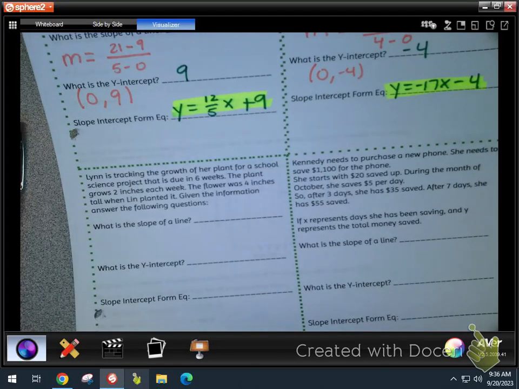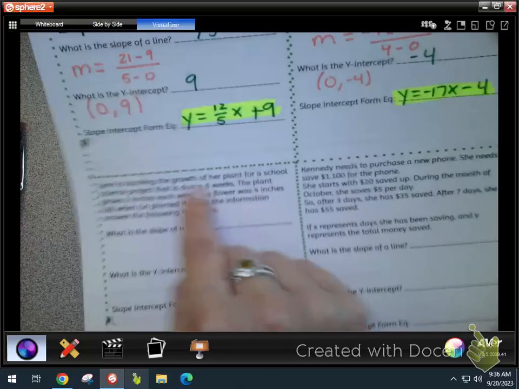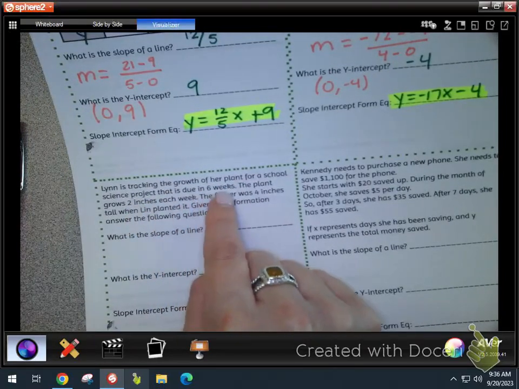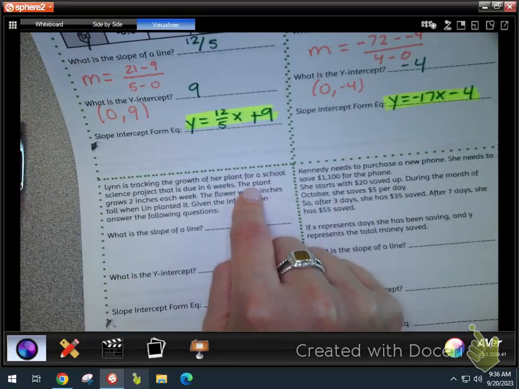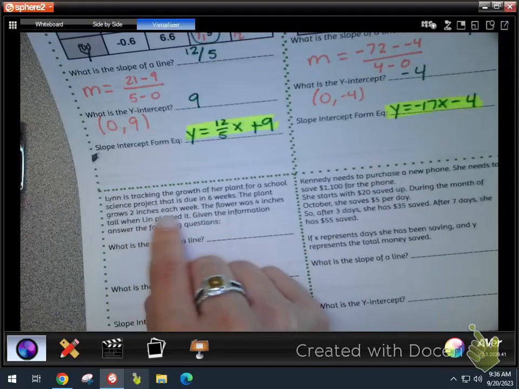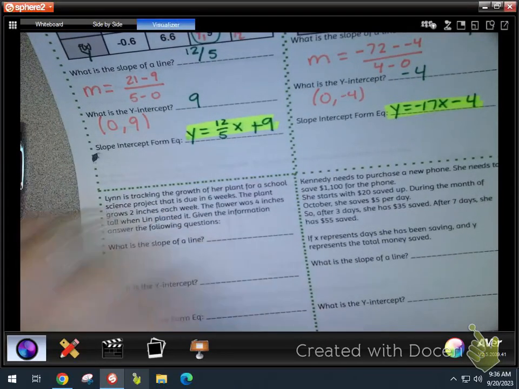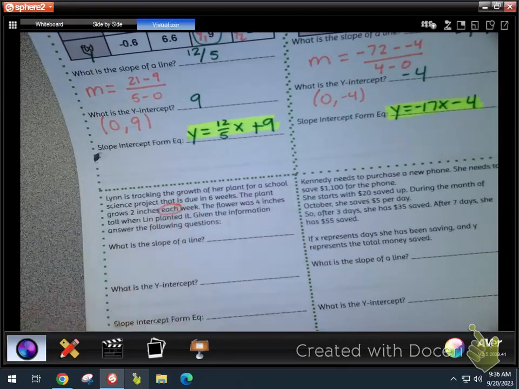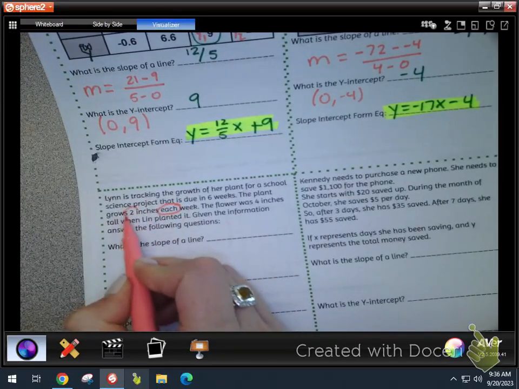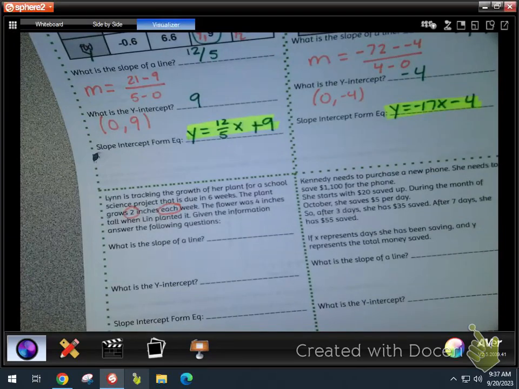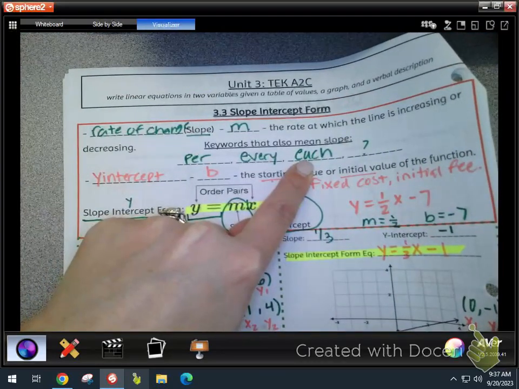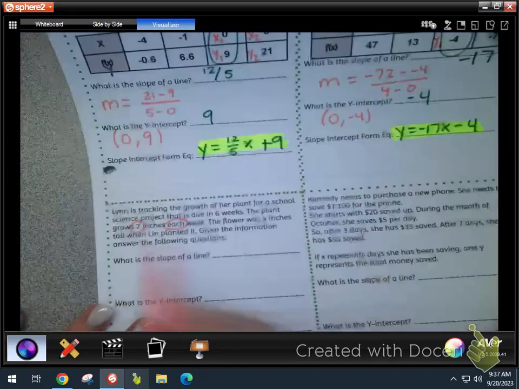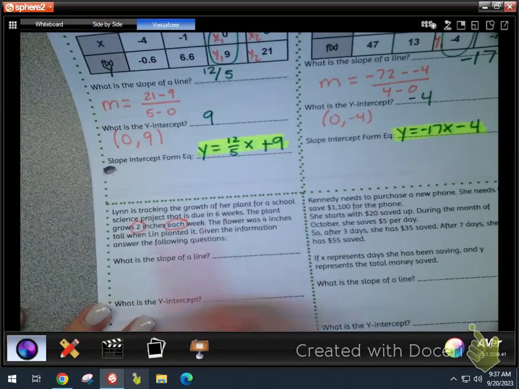Lynn is tracking the growth of her plant for a school science project that's due in 6 weeks. So we're talking about plants, the height of the plant. The plant grows 2 inches each week. I'm going to circle this word, each, and I'm going to circle the number 2. Key words about slope, was each one of them? Yep. So what is that telling me? That's the slope. 2 has got to be my slope. We'll write that down in a second.